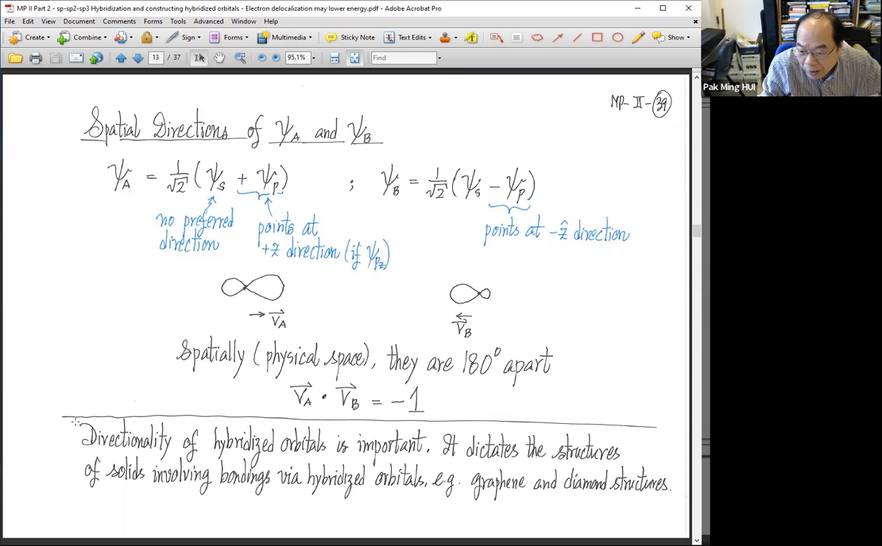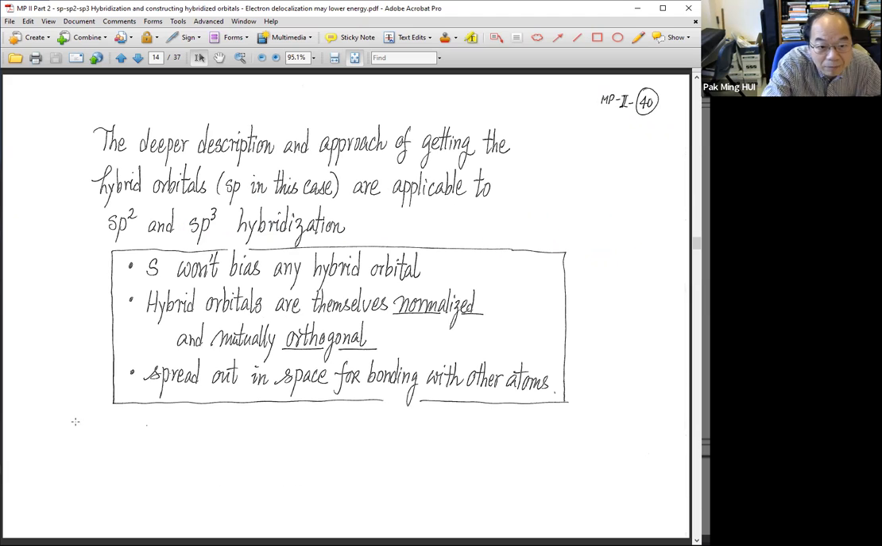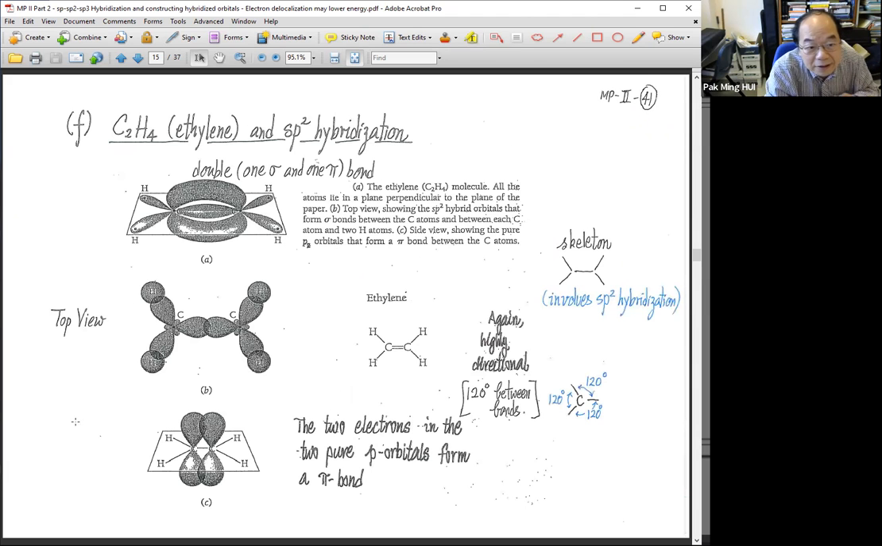Okay, so I will end here today. Next time we will do graphene and things like that. And then we will do the diamond structure, and then we will talk about delocalization of electrons to lower the energy. That is what happens in metals. So, so long for now. Enjoy your reading week.